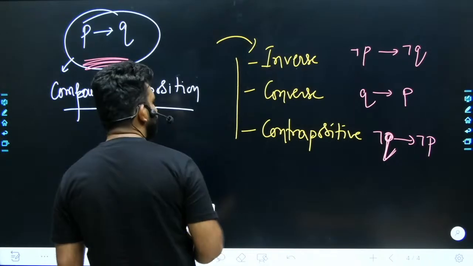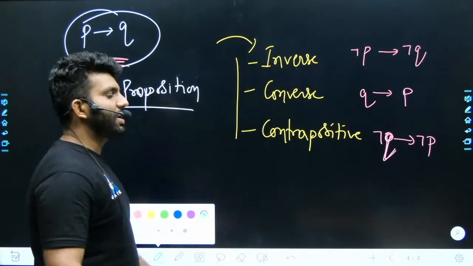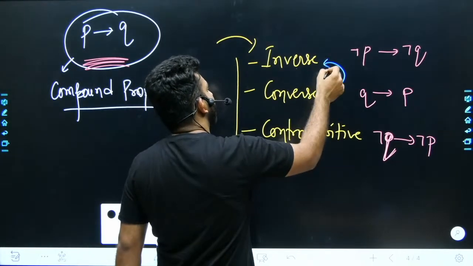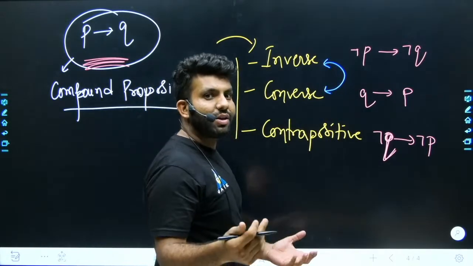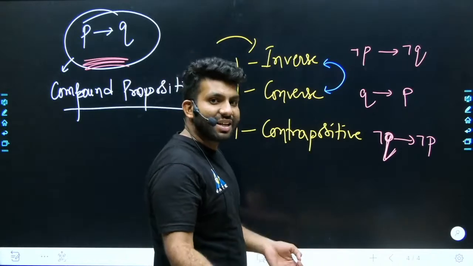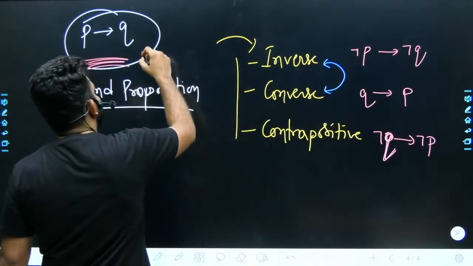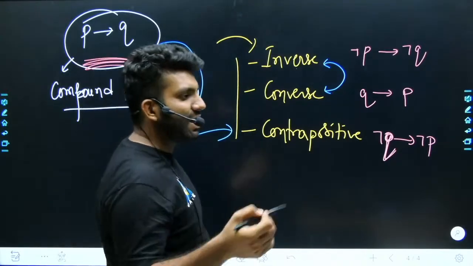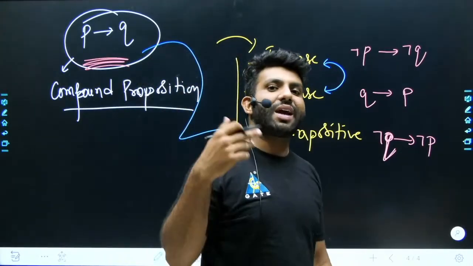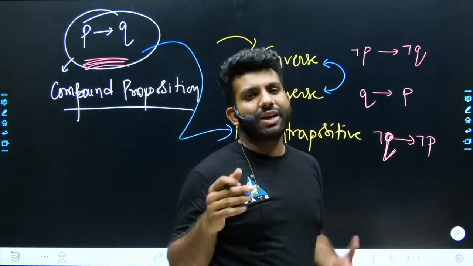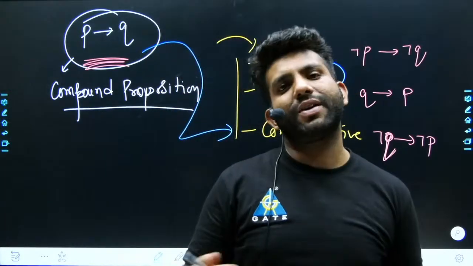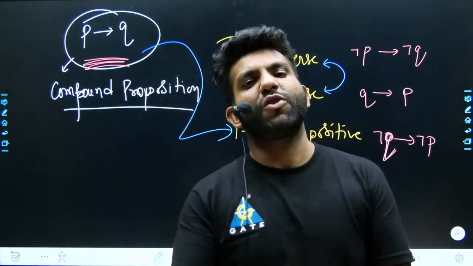Now, very important stuff. You need to understand that the inverse and converse of an implication are equivalent. They are the same. And the implication and its contrapositive are exactly the same. They are equivalent. What does equivalent actually mean? It means they are one and the same thing, just a different way of writing and representing it.